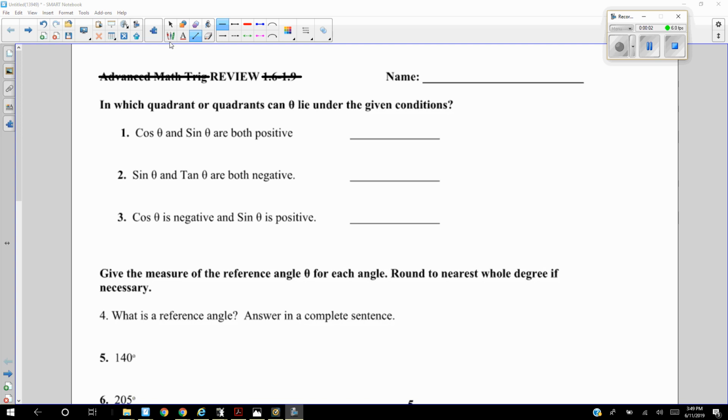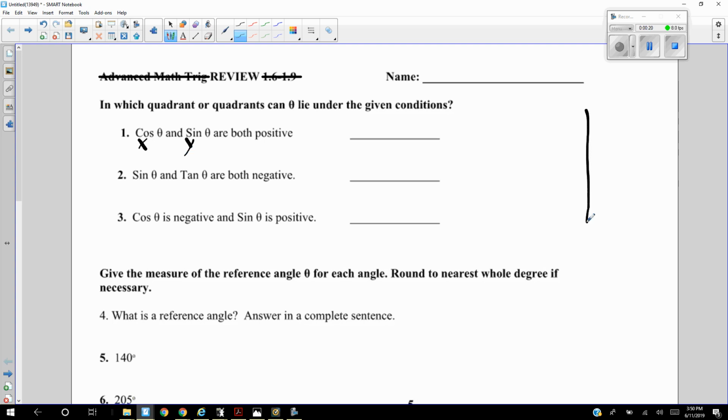All right, this is the Algebra 2 Trigonometry and Unit Circle review. All right, the first question is asking which quadrant or quadrants can theta lie under the given conditions. So remember, cosine is x and sine is y.